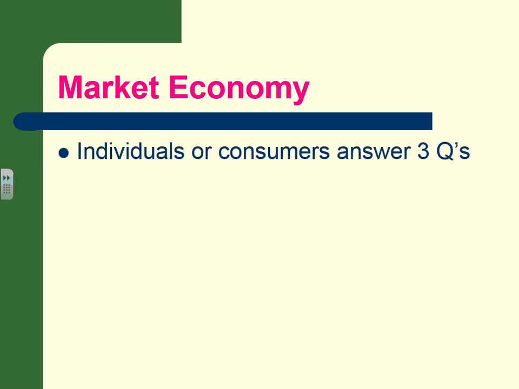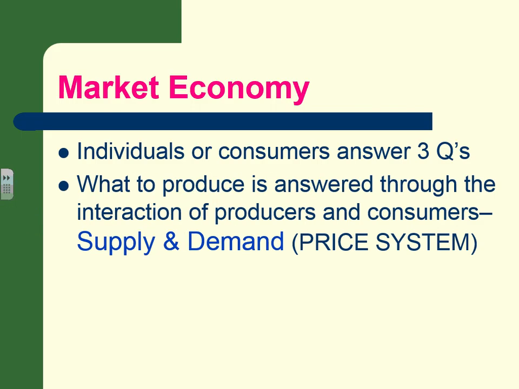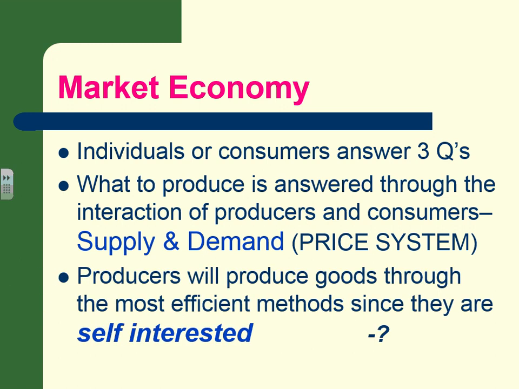Okay, market economies. That would be our economic system, and that's when individuals and consumers answer the what, the how, and the for whom. Price is determined not through central planners, but through something called the price system, which we refer to as supply and demand. And self-interest, which comes from Adam Smith, the father of modern economics.